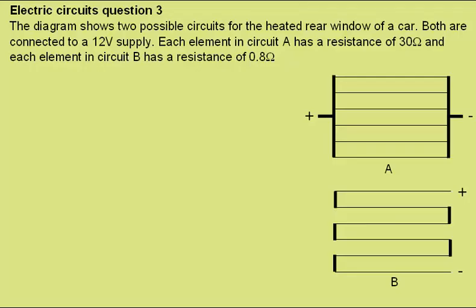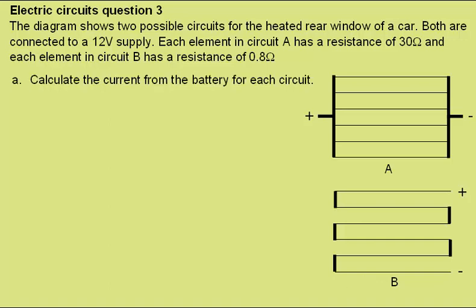Electric circuits, question 3. The diagram shows two possible circuits for the heated rear window of a car. Both are connected to a 12-volt supply. Each element in circuit A, that's this one here, has a resistance of 30 ohms. The elements are the lines across here. Each element in circuit B, down here, has a resistance of 0.8 ohms.